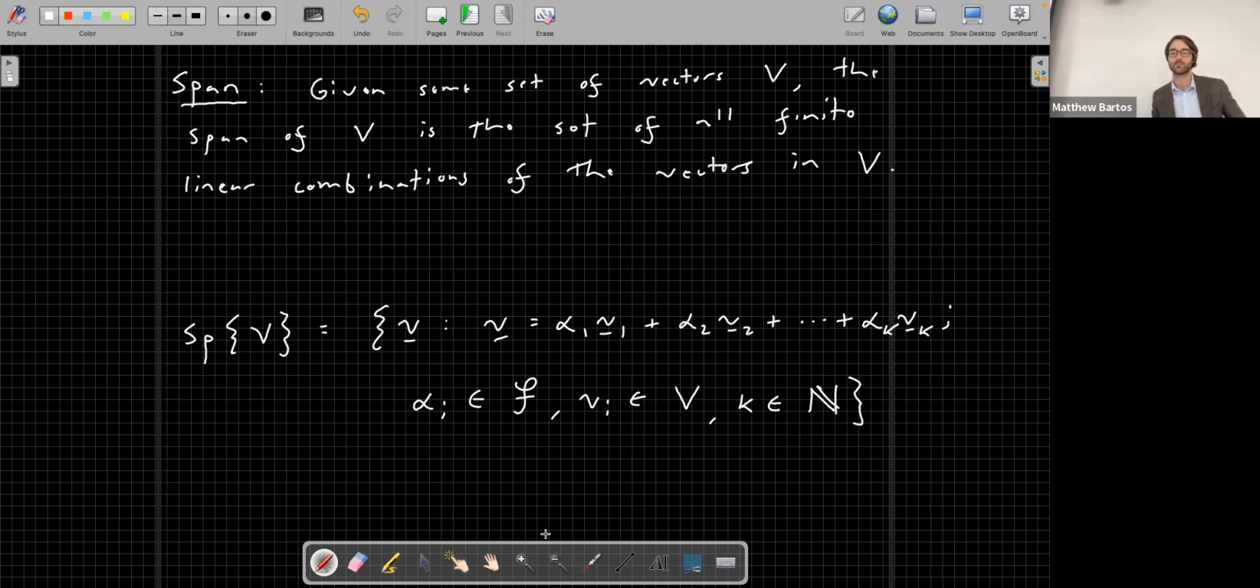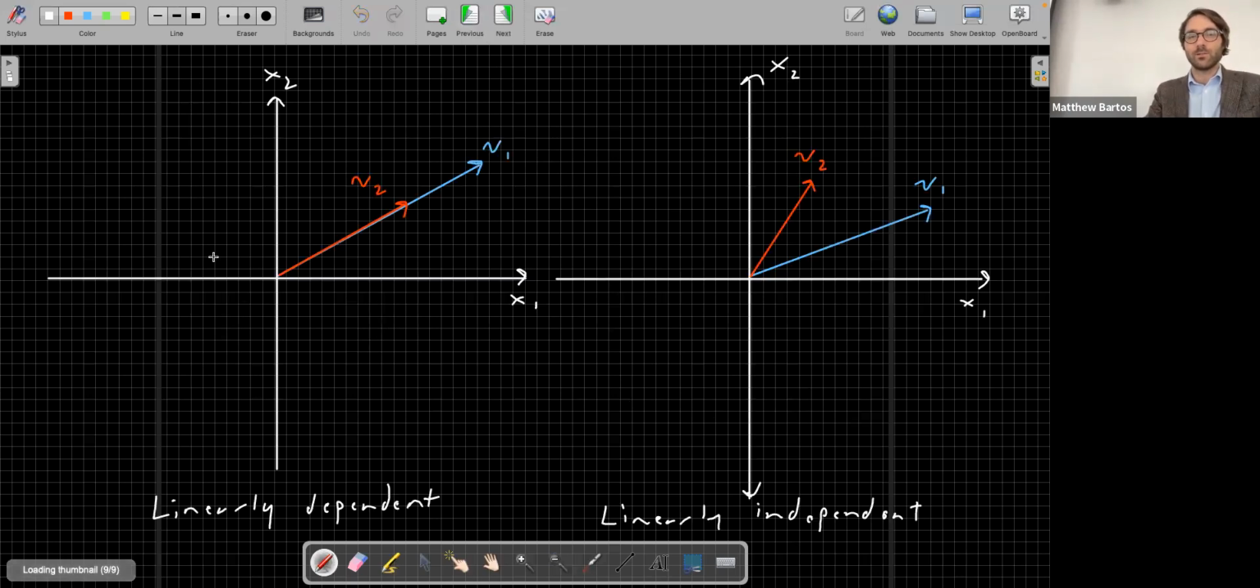So again, intuitively, the span of a set of vectors is just all the vectors that you can reach by scaling those vectors by some amount and adding them together. So naturally, the span will in general be an infinite set of vectors, right? It's all the vectors that you can reach by scaling and adding your vector set together. So let's go back and look at these two examples in R2, and think about what the span of each of these cases is.